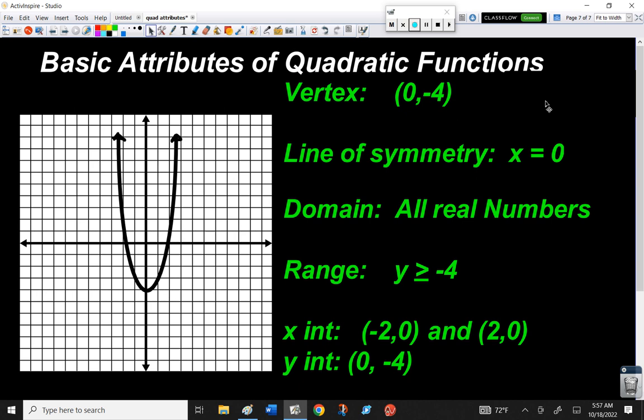Those are the notes, ladies and gentlemen. I know it's relatively quick, but please rewind the video, pause the video anytime you need to. We'll be going over these attributes in class.